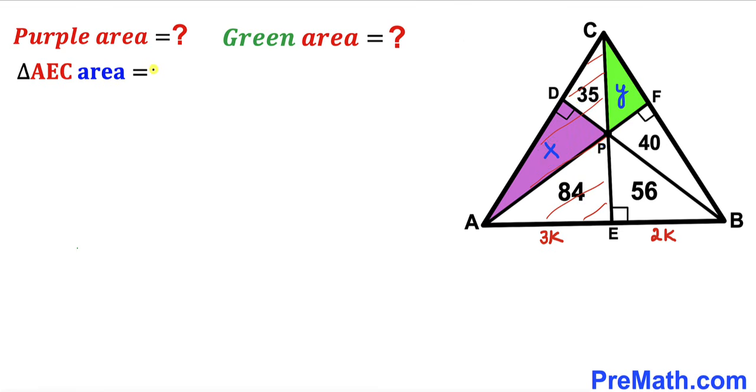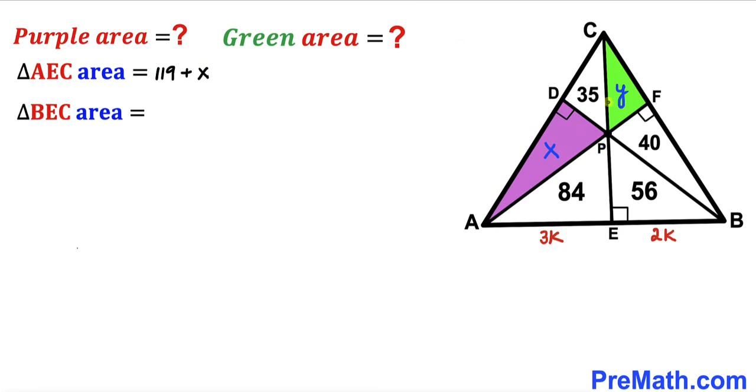So AEC triangle area is going to be 35 plus x plus 84. And if we add these like terms, that's going to give us 119 plus x. So thus the area of this whole big right triangle AEC turns out to be 119 plus x.